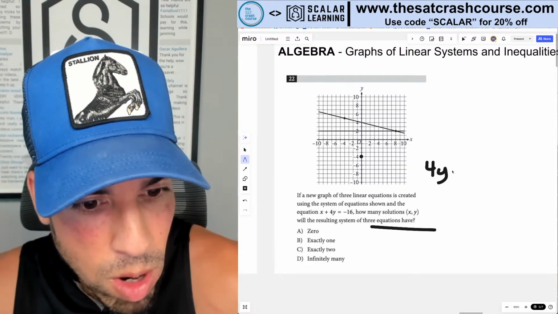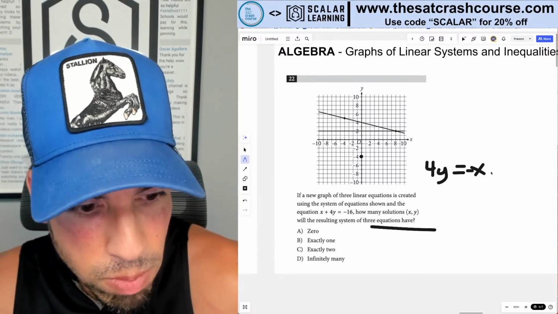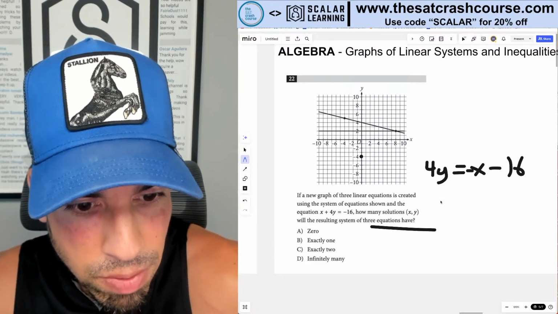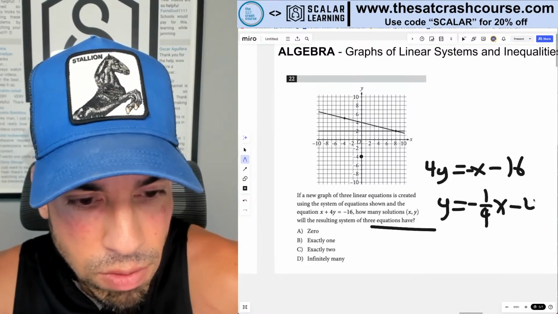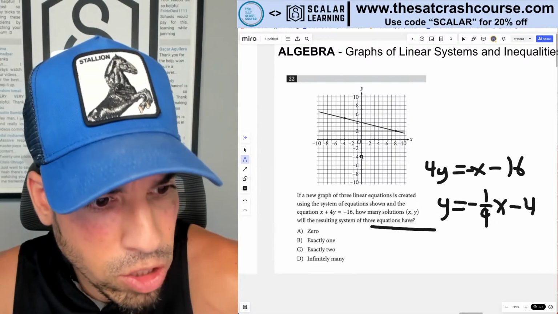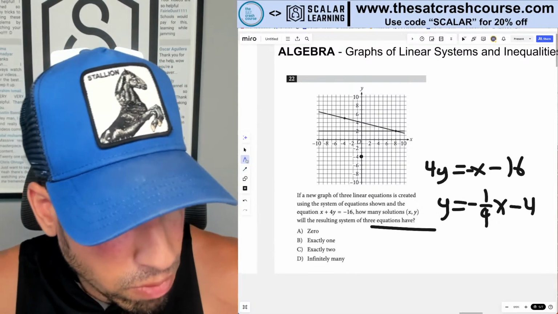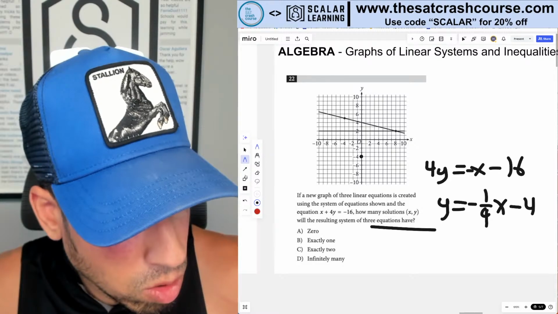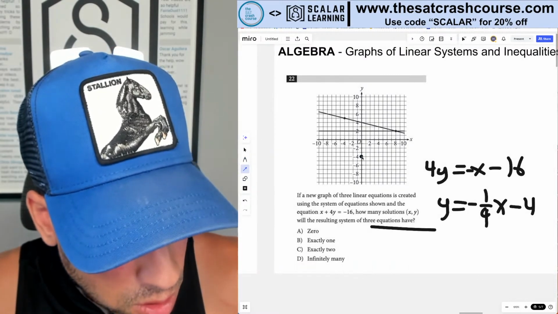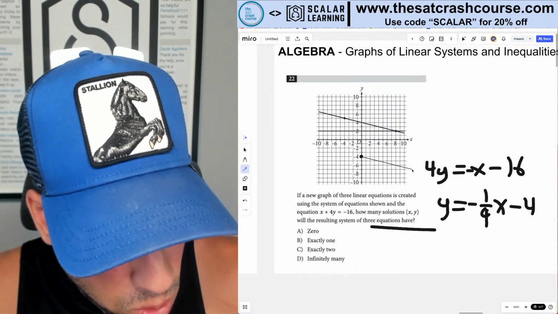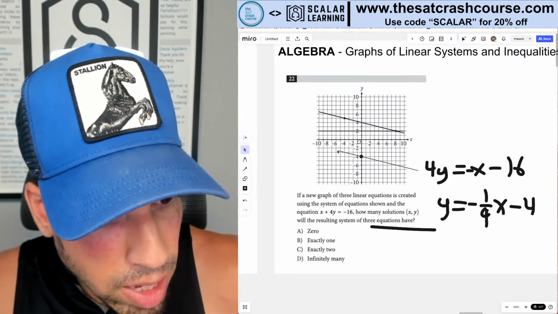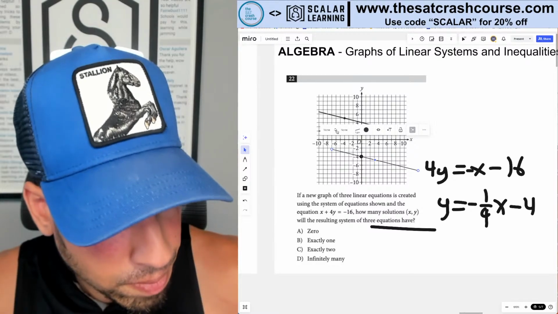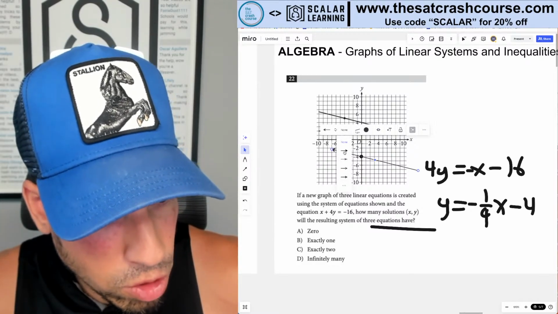So then if I have 4y equals, I'm going to put it in the slope-intercept form, negative x minus 16 divided by 4, y equals negative 1/4 x minus 4. So we still have that y-intercept that's correct and the slope of negative 1/4, meaning we go, here, let's do it like this. We go down 1/4 like this. Okay, so there's that other line, and we're going to put our little arrows there.